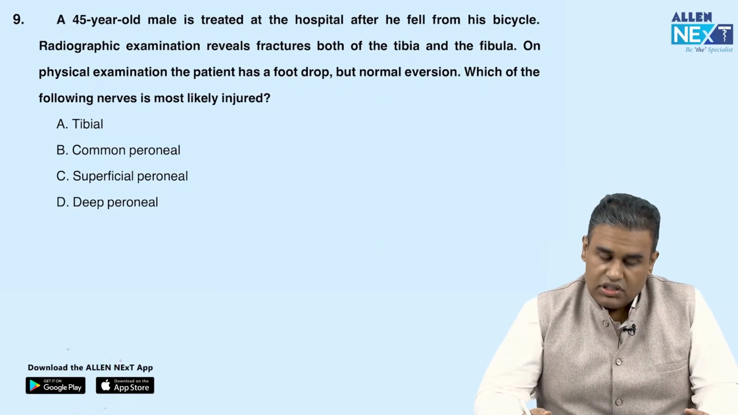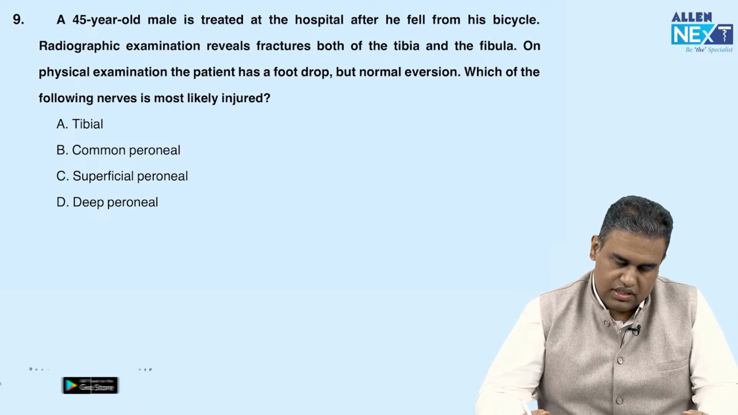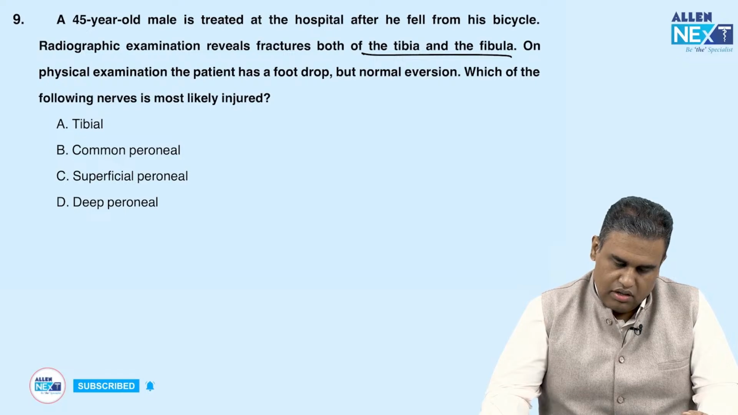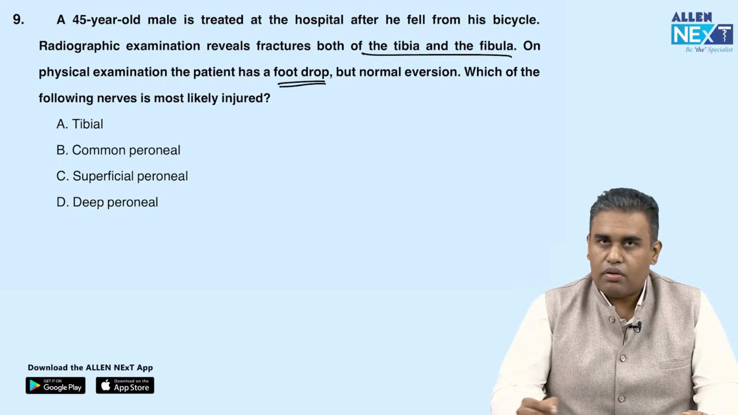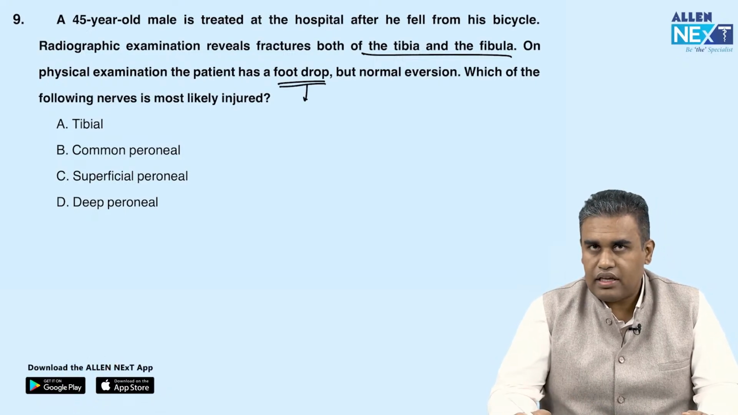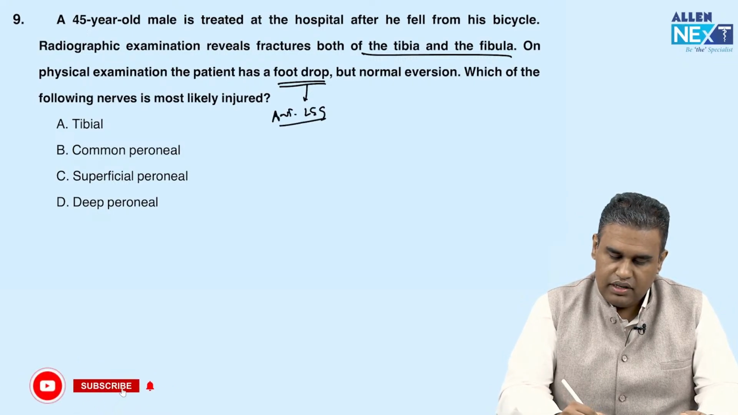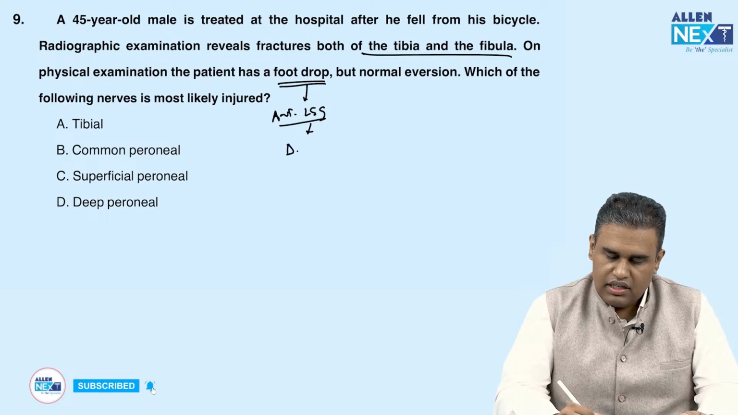Next question. A 45-year-old male is treated in hospital after he fell from a bicycle. Examination reveals fracture of both tibia and fibula. On examination, there is foot drop present. Remember, foot drop, high stepping gait. It is due to paralysis of the muscles of the anterior leg compartment. Which nerve supplies them? Deep peroneal nerve. Do remember it.